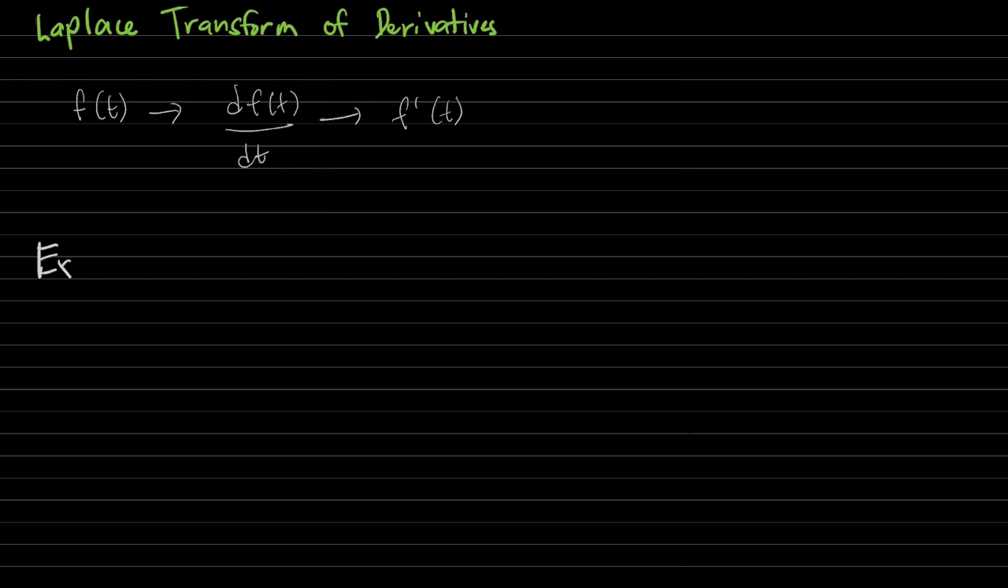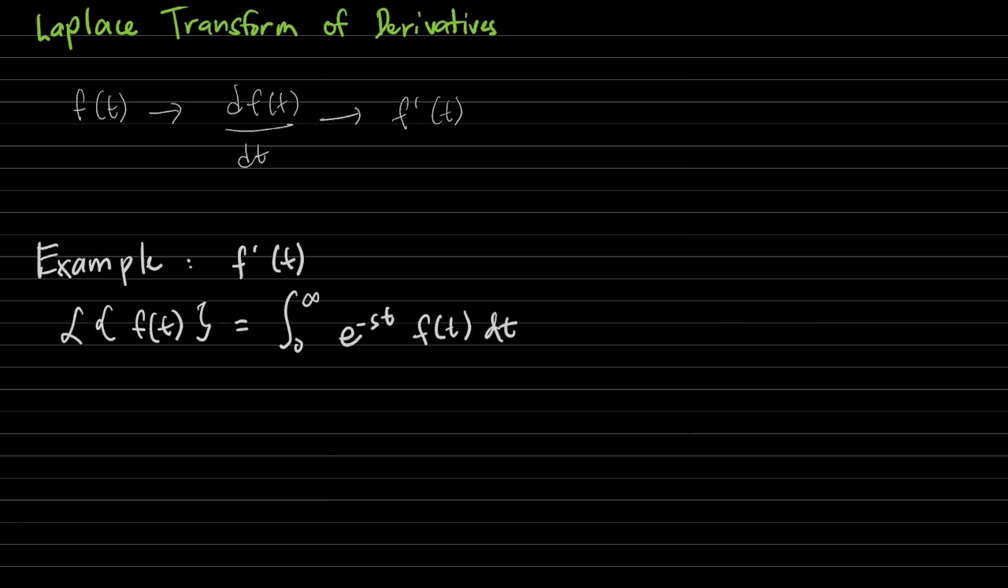So, let's use f prime of t as example para later makikita nyo kung bakit f prime of t yung ginagamit kong symbol for introducing the transform of derivatives. So let's just redefine what Laplace transform is. So Laplace of any function f of t is equal to the integral from 0 to infinity of e raised to negative st f of t dt. But for this lecture, we said that we are interested in taking the Laplace transform of the derivative of that function, which is f prime of t.